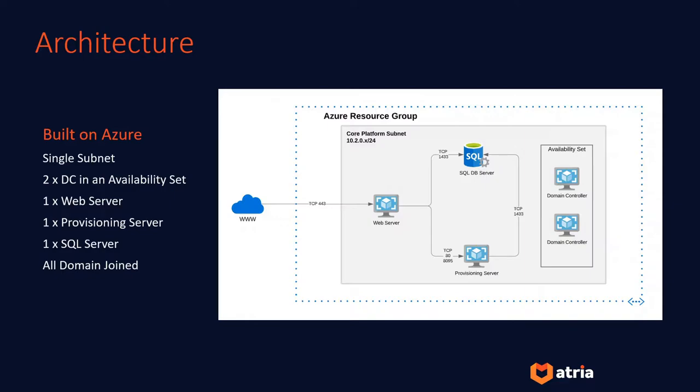I've deployed a fairly simple setup with 2 domain controllers in an availability set, 1 web server, the web server hosts the front end of the application, 1 provisioning server, this is essentially the back end of the application and does all the provisioning work, and 1 SQL server, this is to host our Atria databases. Just for ease, I've joined all my servers to the domain, but you do have options if you want to place the web server in a DMZ and not have a domain joined.